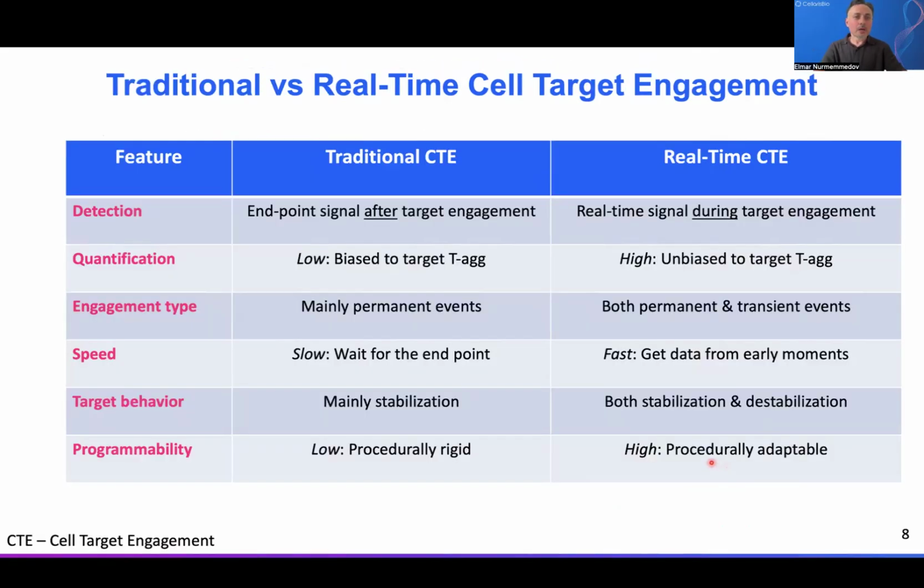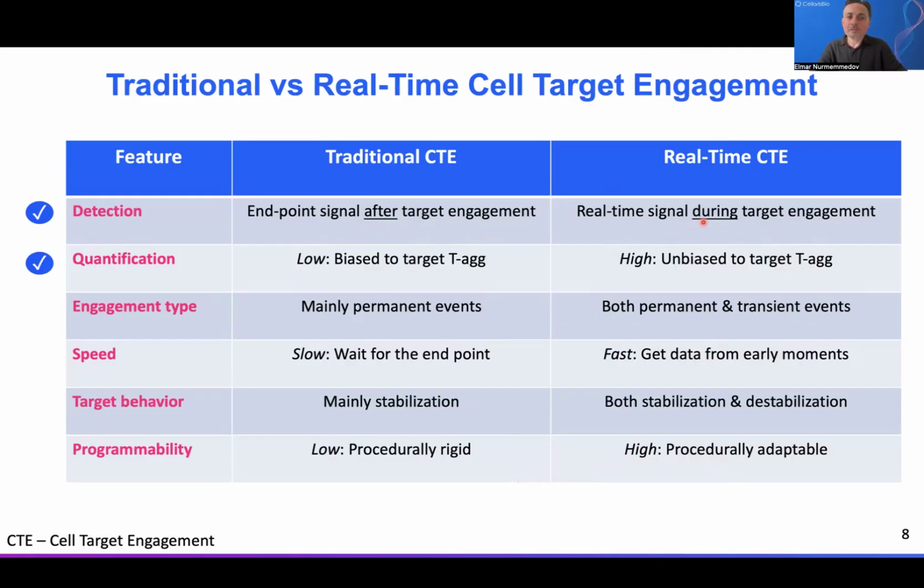Let's compare a few points of traditional, conventional cell target engagement with the real-time cell target engagement. In terms of detection, the traditional CTE will give you the endpoint after the target engagement experiment has been completed. The real-time CTE will give you real-time signal with every data point in between leading to that endpoint. And this gives you a lot more depth and a lot more mechanistic understanding.